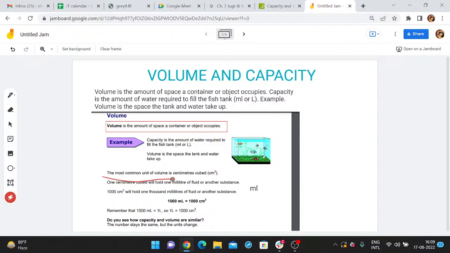So the most common unit of volume is centimeter cubed, and centimeter cubed is nothing but ml. 1 centimeter cube will hold 1 milliliter of fluid. So we can easily write that 1 centimeter cube is equals to 1 milliliter. Okay. Now 1000 centimeter cube will hold 1000 milliliters of fluid or another substance.